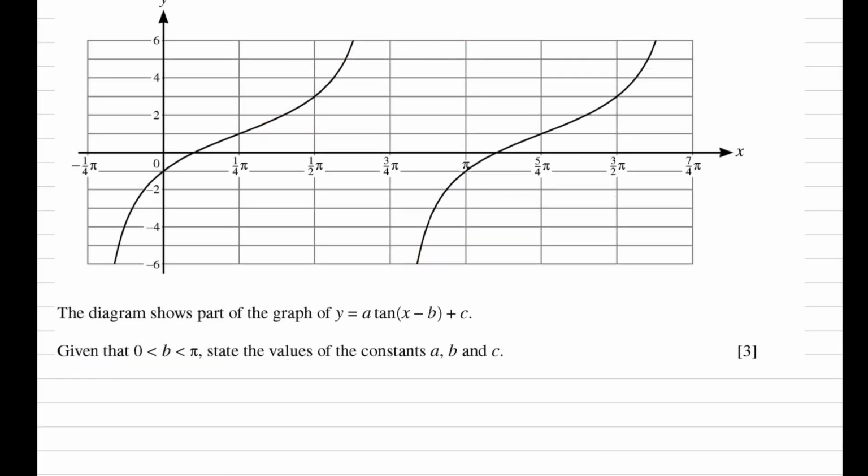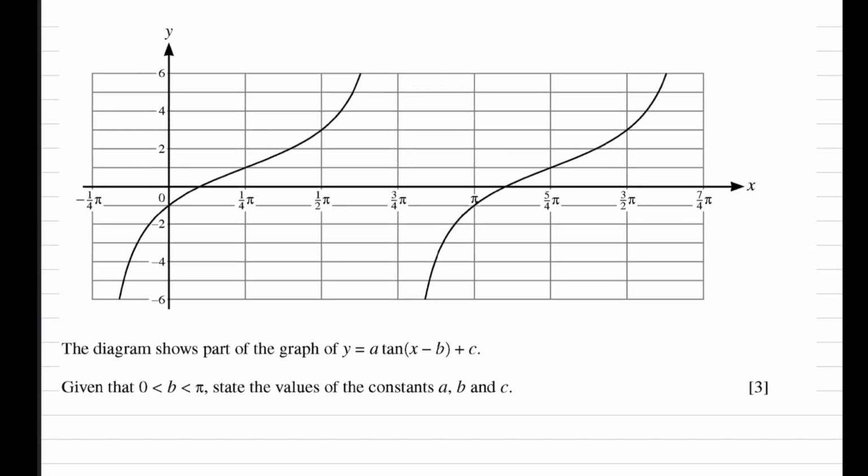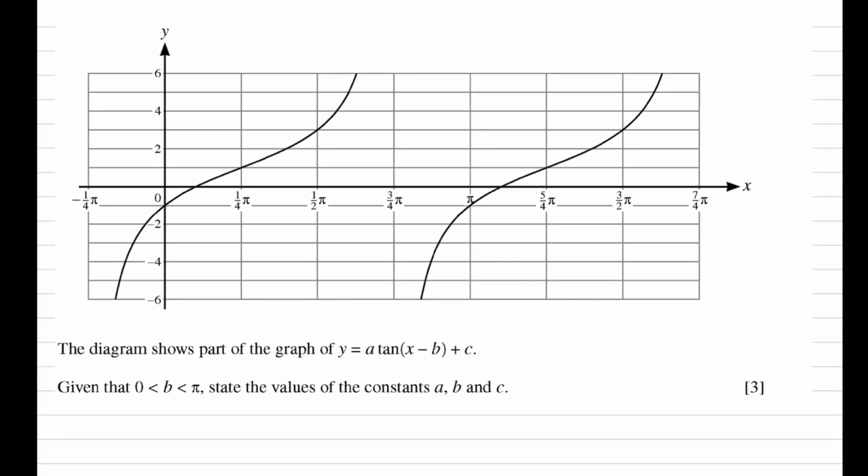Okay guys, move on to the next question. Here we have the diagram. It shows part of the graph of the transformed tangent x. So here we have the graph, and we have the function a tangent (x minus b) plus c, and we want to find the values of a, b, and c.